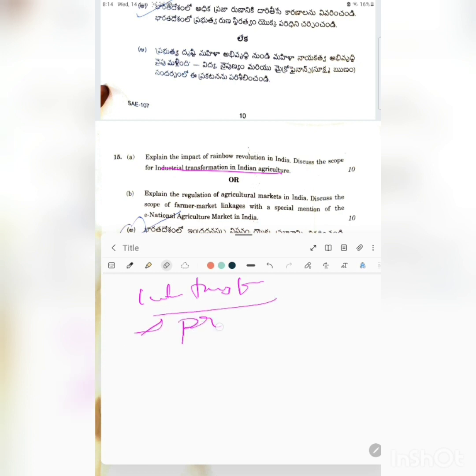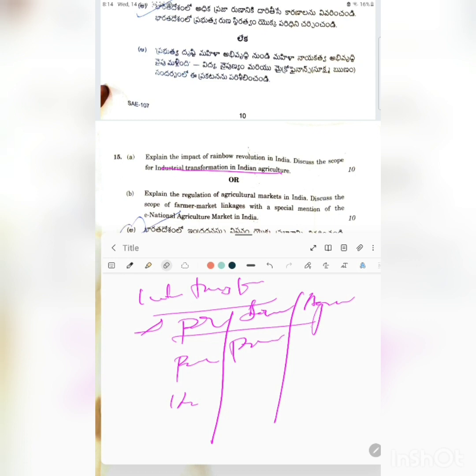we can talk about pre-harvesting and post-harvesting, one aspect. We can talk about farm mechanization. We can talk about agro-based industries and various other things where there is a huge scope for industrial transformation in the Indian agricultural sector, where you can speak about precision farming, agro-based industries, high yield varieties of seeds, and biotechnology. In all such aspects, you can write about industrial transformation.